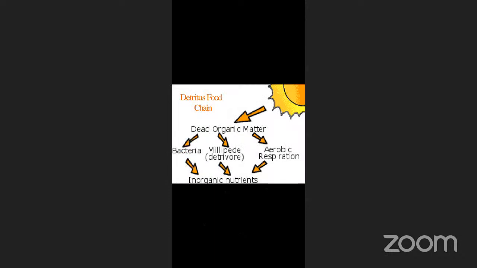So here, from the sunlight, various animals and plants obtain organic matter. And after they are dead, that organic matter is utilized by bacteria, then the millipede, which is also called a detritivore. Under aerobic respiration, finally, from this organic matter, various inorganic nutrients are obtained. That means the energy from sunlight is converted to inorganic nutrients in this detritus food chain.